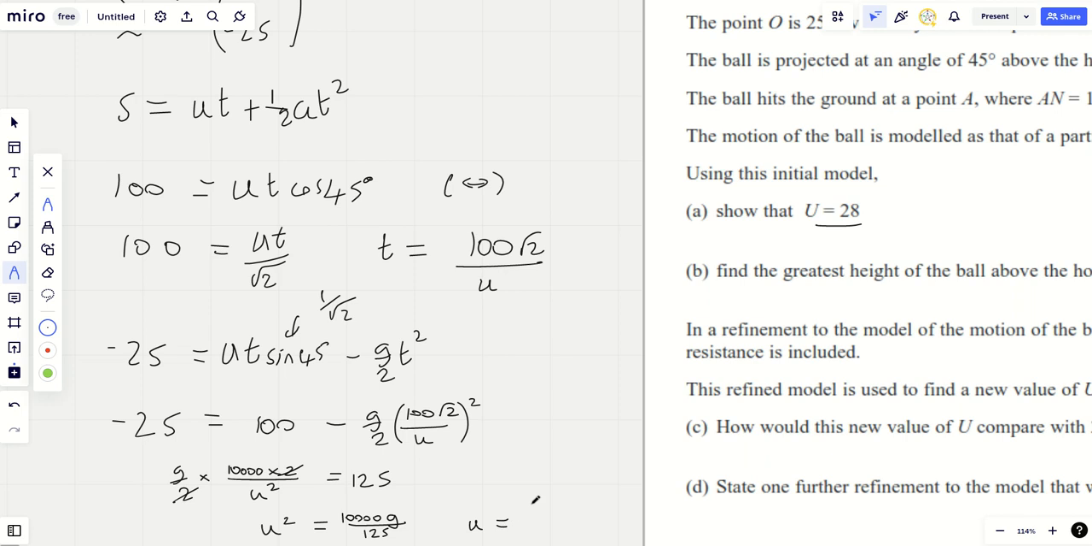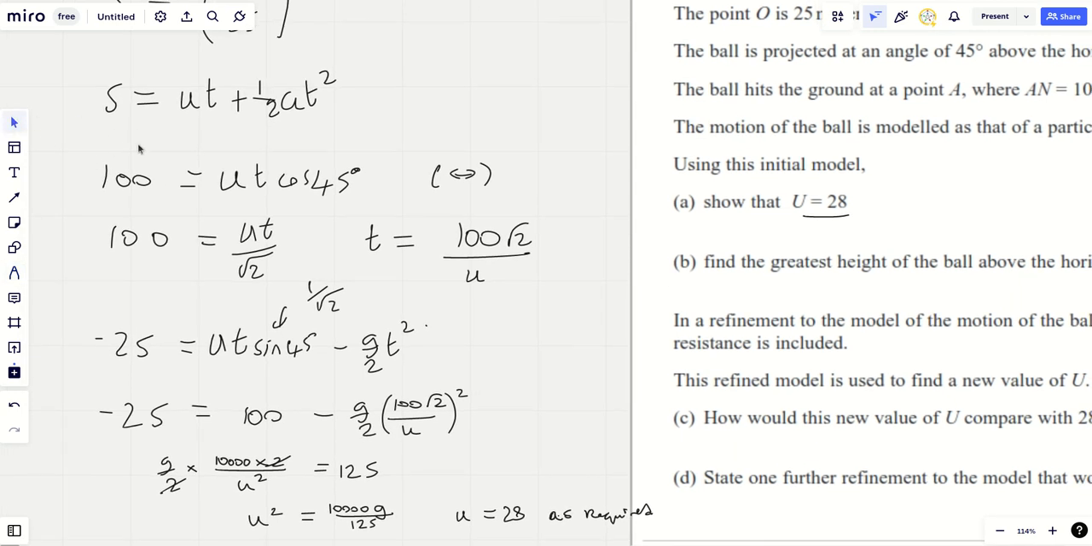At least it's one of those ones where we know the answer. 10,000 times 9.8 divided by 125, and then square root the answer. And sure enough, u is 28 as required, which is nice. Yeah, it's quite a tricky one, that one. Didn't feel really straightforward, did it?